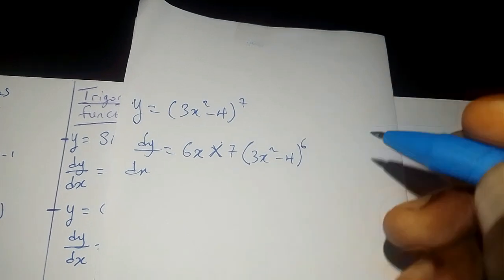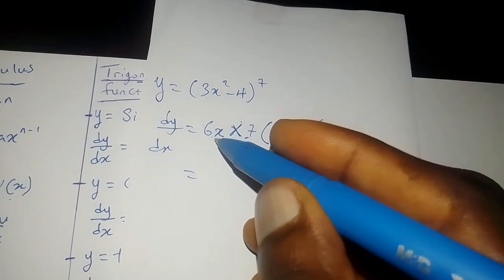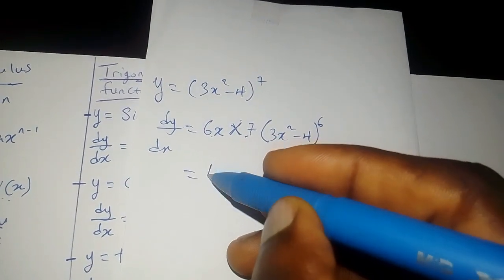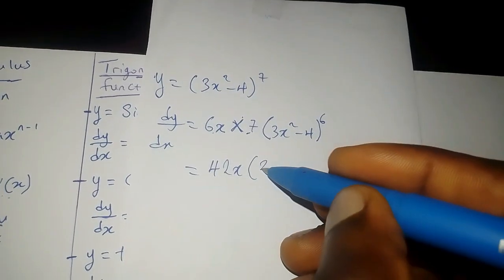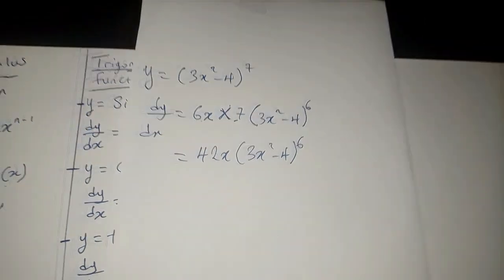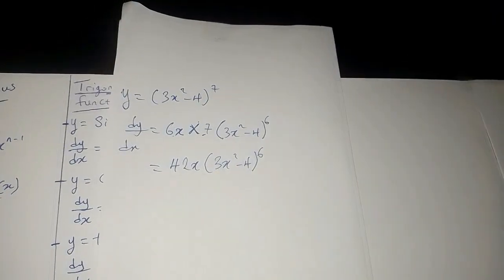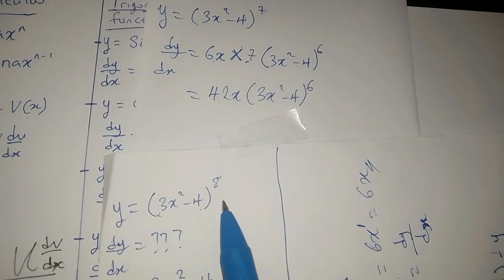So you can say that dy/dx equals 6 times 7, which is 42x, into brackets (3x² − 4) all raised to power 6. Now compare it to the previous one that we solved here. We said it was everything raised to power 8. Okay, no issue. Now let's take it again.